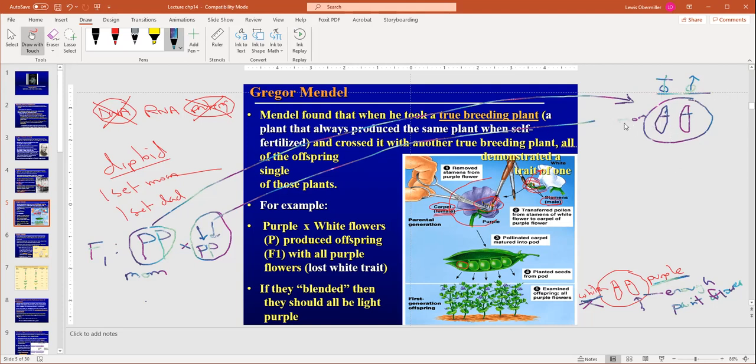And mom is going to have two chromosomes, just like us, and they're both going to make purple. So we just represent it with big P. And that's what this represents: the chromosome makeup of this parent, of mom. And we're going to cross mom with dad. And dad is represented here.